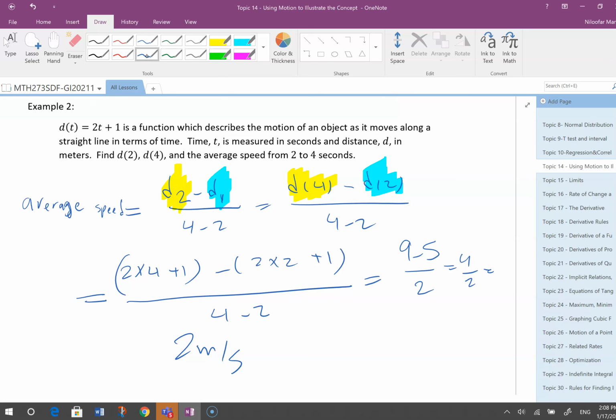In the denominator I have t2 minus t1, which is 4 minus 2. Okay, and I can calculate. So right now I saw this on the graph, that this is like the slope of the second line, and I also did it with an example.